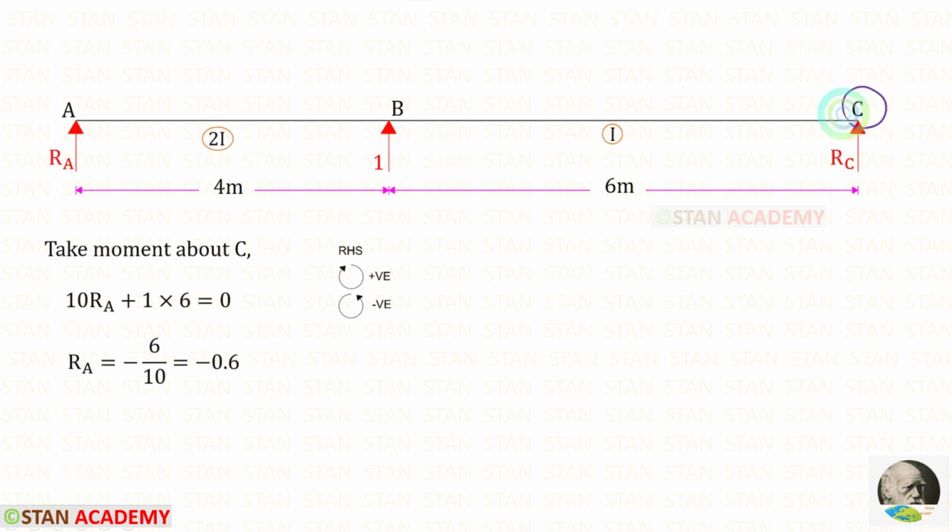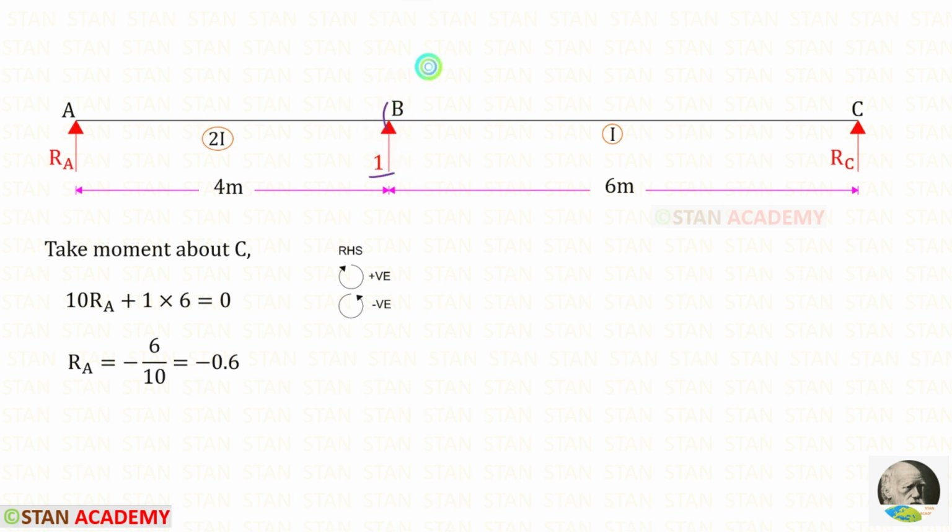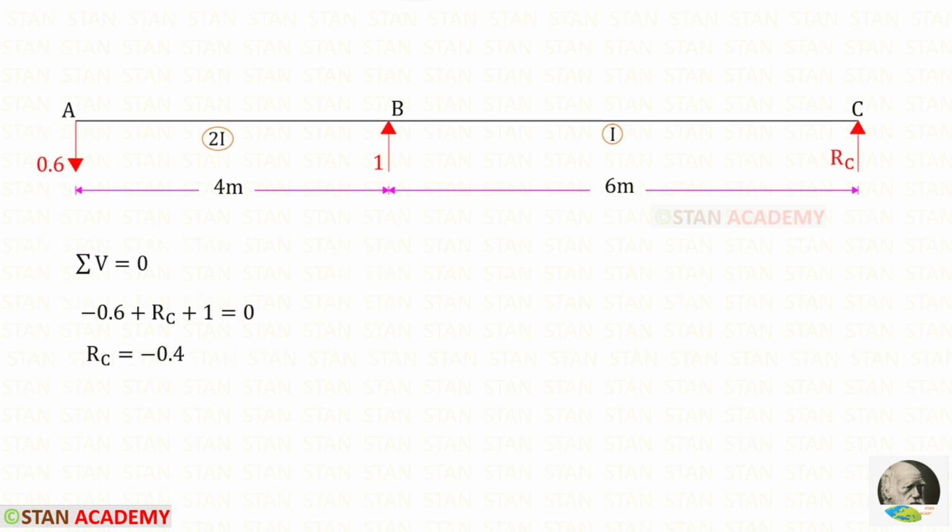Taking moment about C, let us find RA. RA is acting in the clockwise direction, so that it will be positive and the distance is 10. So 10 RA. The unit load is acting in the clockwise direction, so that it will be positive and the distance is 6. For RA, we will get a negative value. That means the assumed direction is incorrect. We assumed that it would be acting upwards, but actually it is acting downwards. So we have to change the direction. Here I have changed the direction of RA.